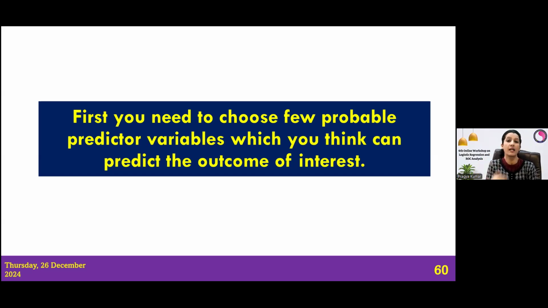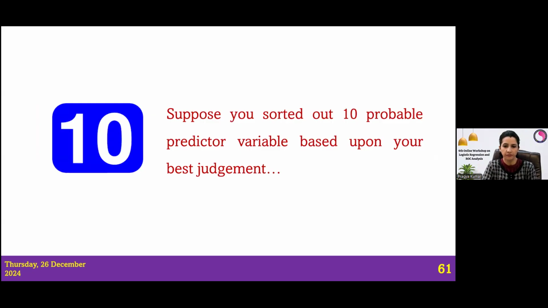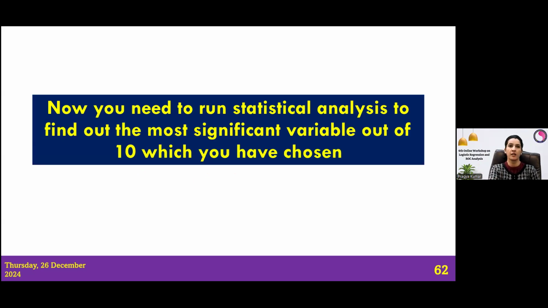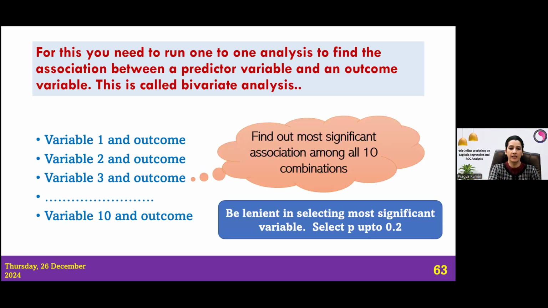So first we should choose a few probable predictor variables depending on the literature search and as a clinician or as a researcher, which can predict the outcome of interest. So suppose, for example, I have sorted out 10 probable predictor variables, and I think that these are the predictor variables based on which I want to make my model. So I will now run the statistical analysis, and as rightly said, we need to do a bivariate analysis.